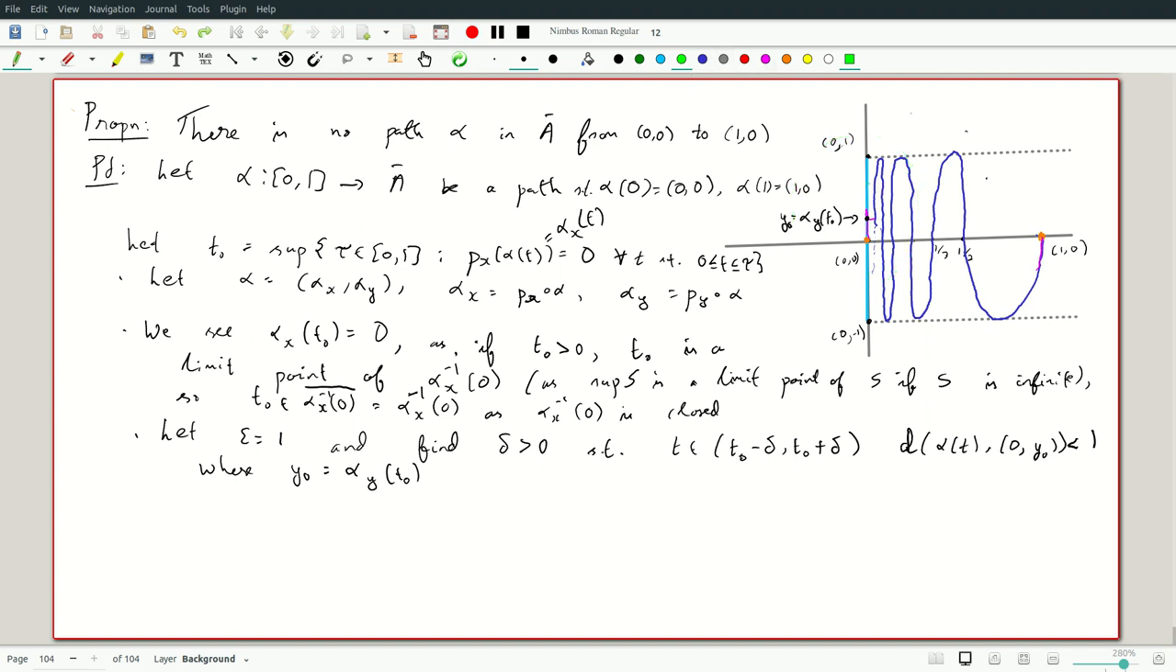So let's not draw this circle. In this particular case it includes neither endpoint, but it could include one of them but not both. Since we have 2 delta, let's take half, and this is less than half, where alpha(0), y0 is this thing.